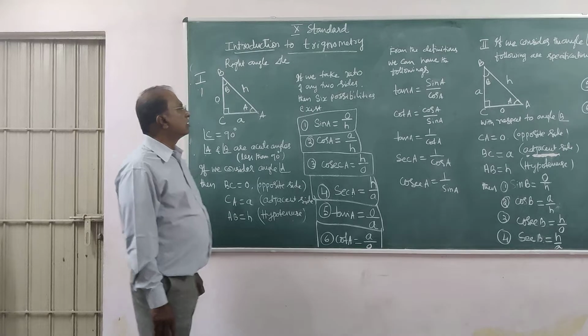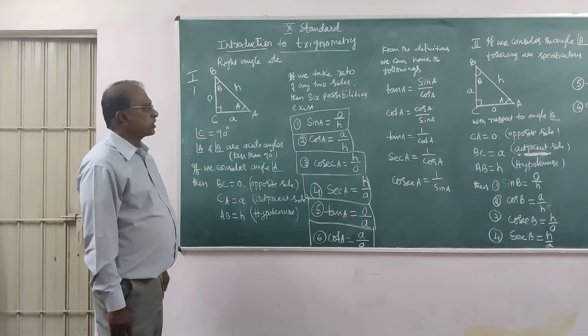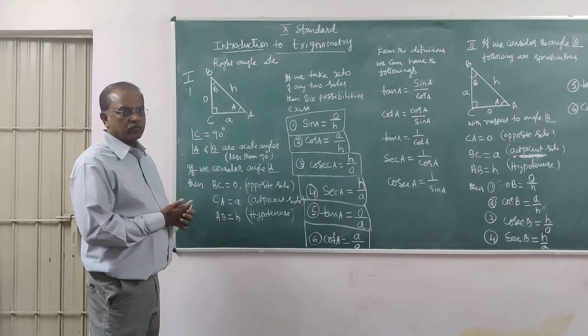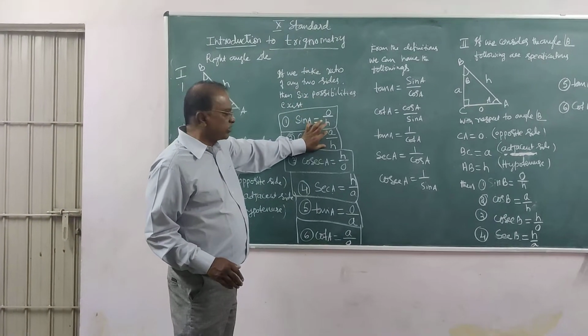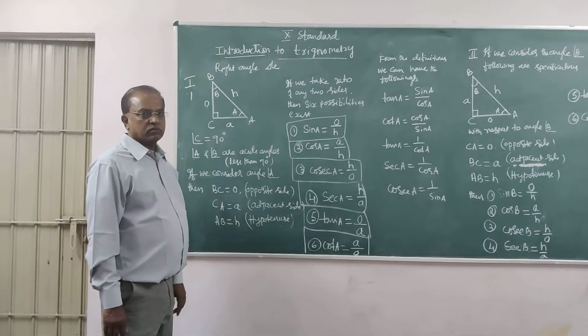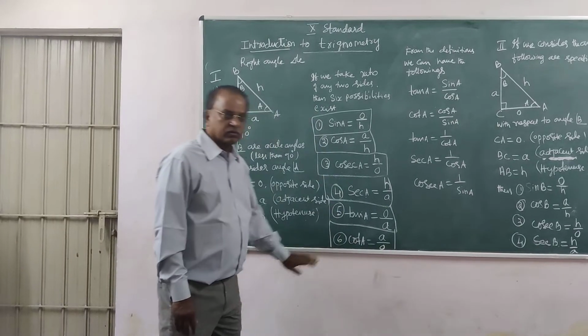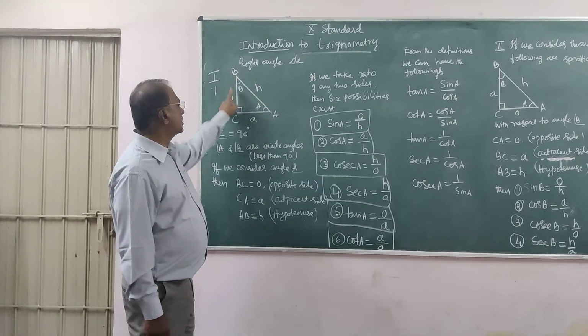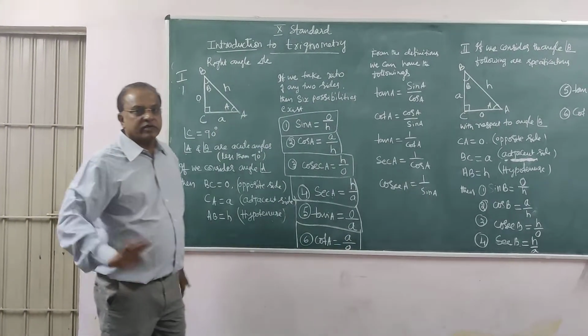In this study, we take the ratio of any two sides at a time. If we take the ratio of any two sides, there are 6 possibilities, because three sides are there. These are the following possibilities. No other possibilities.